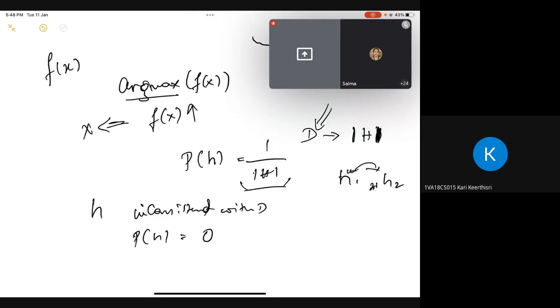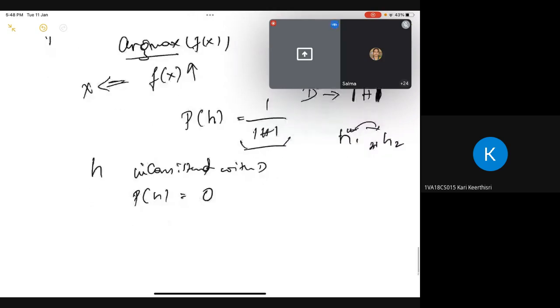At the same time, if the hypothesis is indeed representing the particular data which we have, which means it is consistent with d, then its probability will at least be 1 by vs, where vs is the number of the subset of these hypotheses.